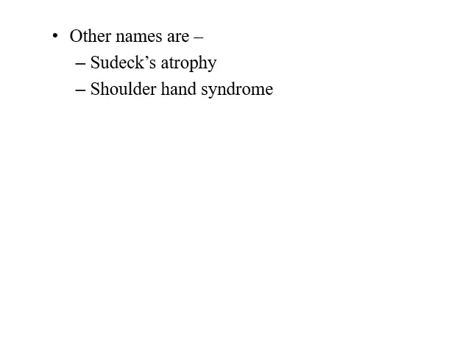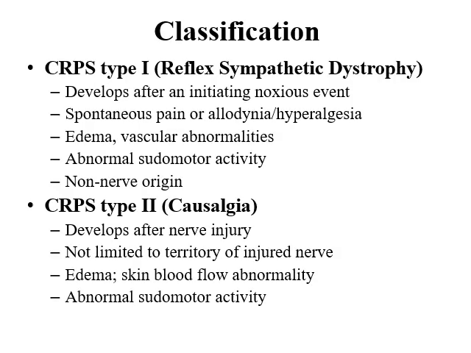The other names for CRPS are Sudeck's atrophy and shoulder-hand syndrome, which we commonly use. Classification: CRPS can be classified into two, CRPS type 1 and CRPS type 2. CRPS type 1 is also known as reflex sympathetic dystrophy, which develops after any noxious event.